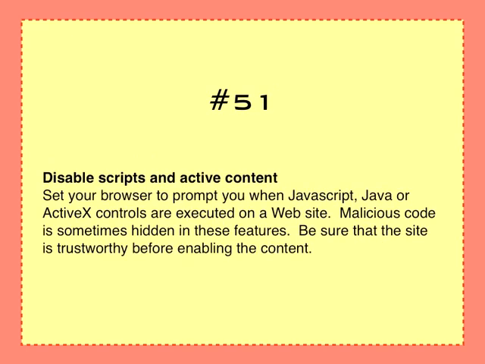Number 51. Disable scripts and active content. Set your browser to prompt you when JavaScript, Java, or ActiveX controls are executed on a website. Malicious code is sometimes hidden in these features. Be sure that the site is trustworthy before enabling the content.